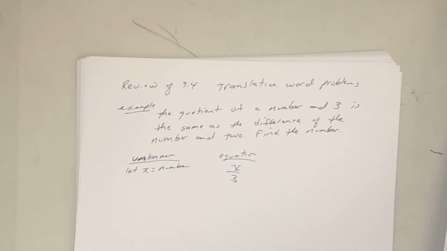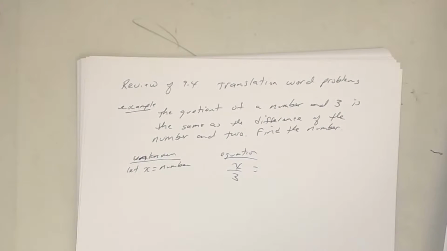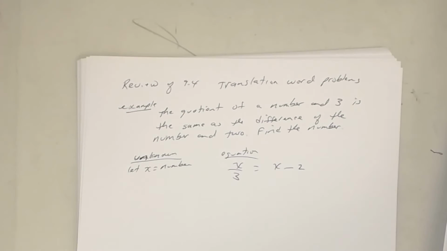Is the same as, what's that? Equal. The difference. What do you think of when you think of difference? Subtraction. So I have a subtraction of a number and 2. What's that expression going to be? x minus 2. Not 2 minus x, x minus 2. The order stays the same. The only time you reverse it is with the words subtracted from or less than. You're doing very well in this. Good. Okay, so there's your equation.